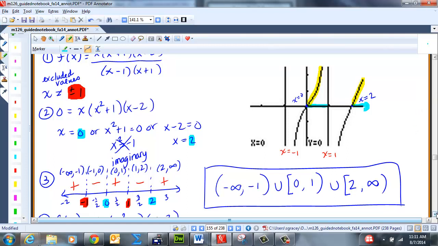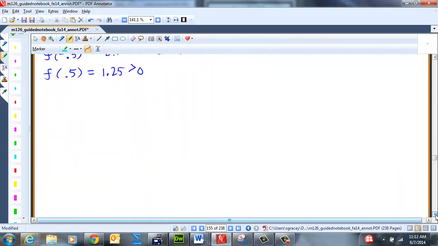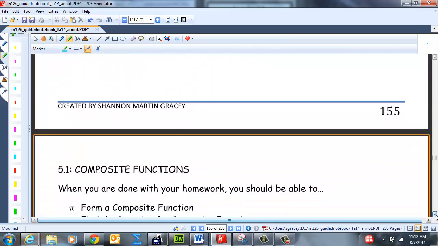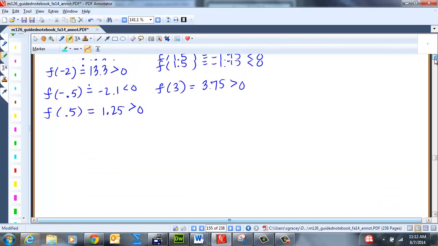Okay. So that wraps it up for today. We'll be starting on really fun stuff. Tomorrow we'll be starting on composite functions. We're going to do transcendental functions like exponentials and logarithms and all that good stuff.